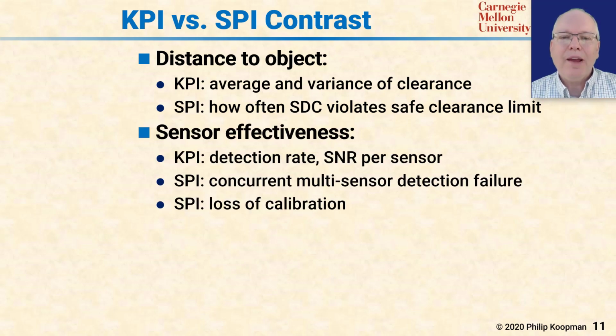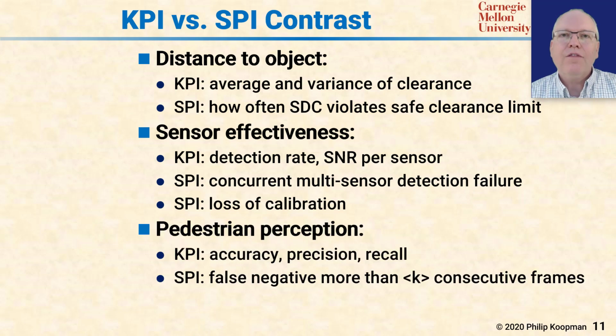For sensors, a KPI might be the detection rate and the signal-noise ratio, because those characterize whether your sensor is behaving the way you want it to. But the SPI is going to be much more about whether or not you have multi-sensor correlated detection failures, whether you lose calibration in the middle of the mission rather than the calibration holding till the end, those sorts of things.